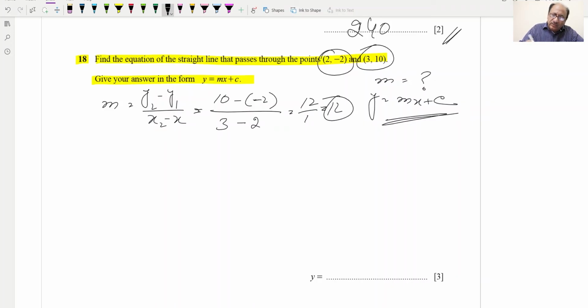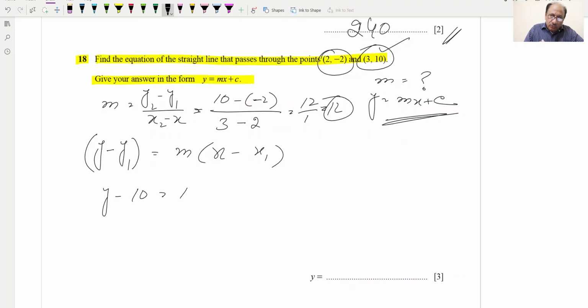So we can use any of the points. I'm using the second point. So the equation of a line in point-slope form, which is better to use, is y minus y1 equal to m into x minus x1. So y minus y1, which is 10, is equal to 12 into x minus x1, which is 3.